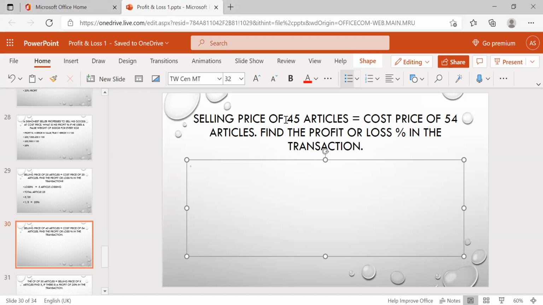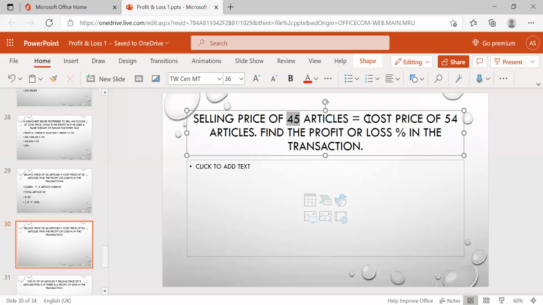See what I said actually in the previous also. Selling 45 articles equals the cost price of 54. So the cost price of 54 articles is more than 45 articles, right? Same example, take the chocolate example. So here, how will the profit be?